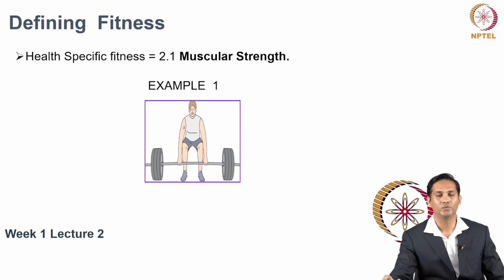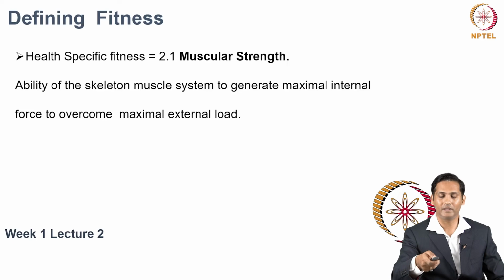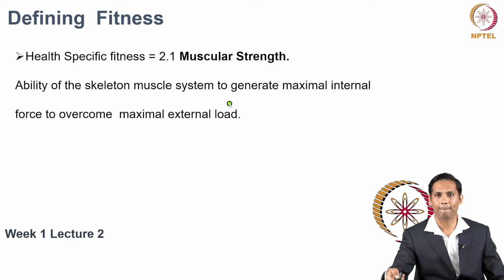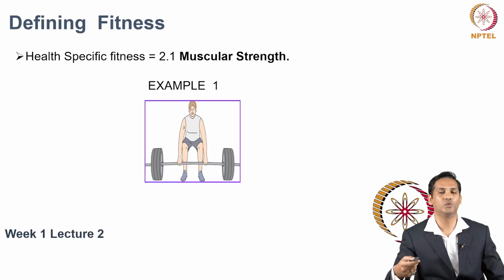But how? There is a line over there. To generate maximal internal force to overcome maximal external load. So if you are able to lift, in this example, let's say 50 kgs, and only for one repetition, only one time in correct form and technique, then your current muscular strength is limited to lifting 50 kg.